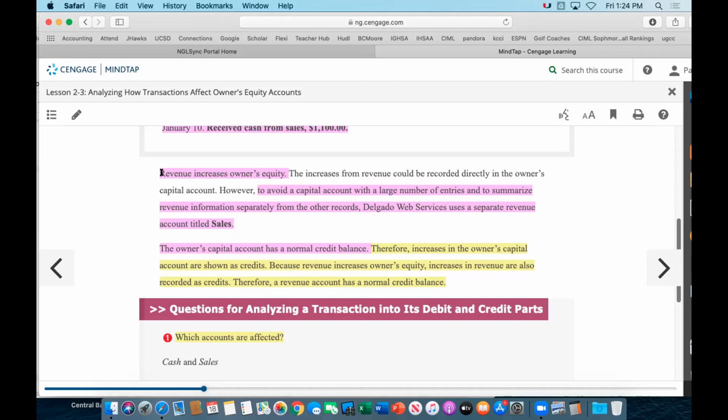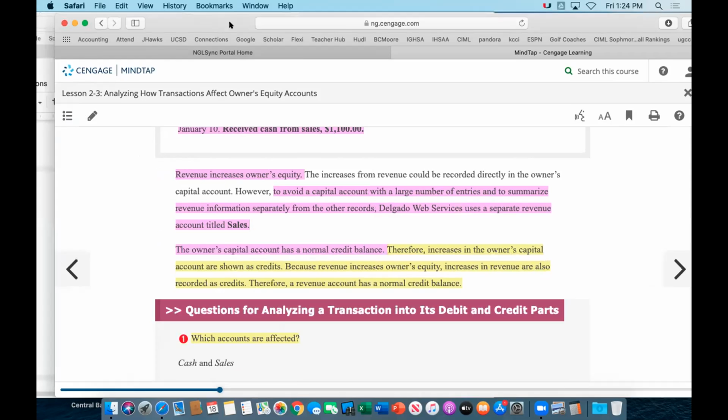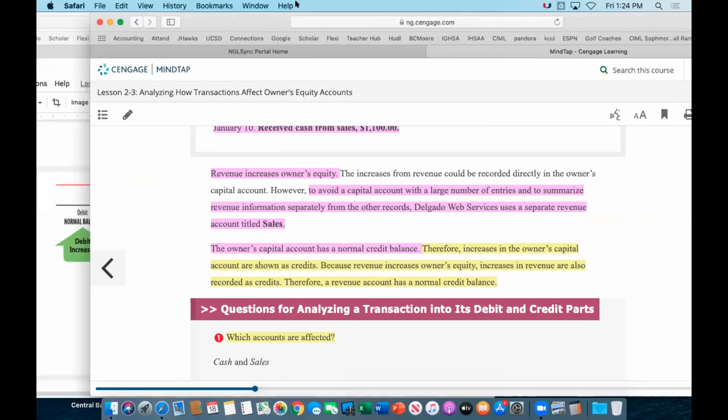How do you increase sales? Like revenue. You've heard of revenue, right? So like a ball club makes revenue or a band made revenue. What are they making? Money. They're making sales, right? So revenue is going to increase sales. The owner's capital account has a normal credit balance. We already know that over here.